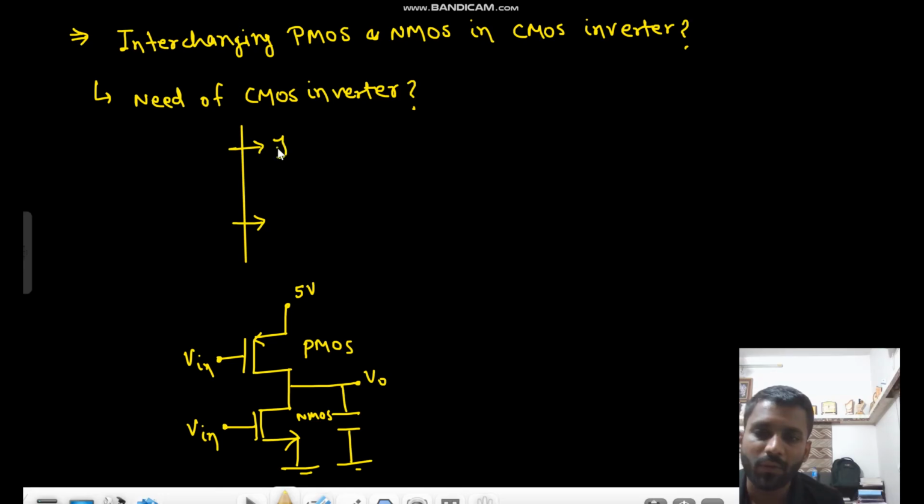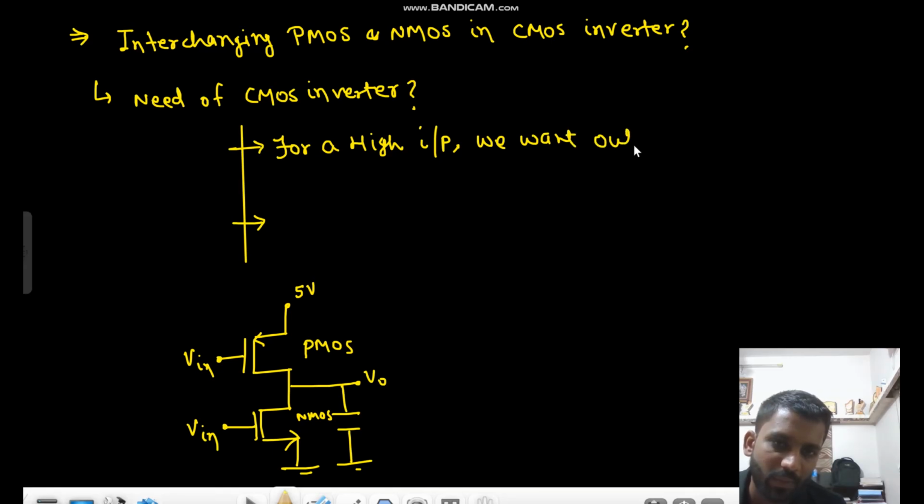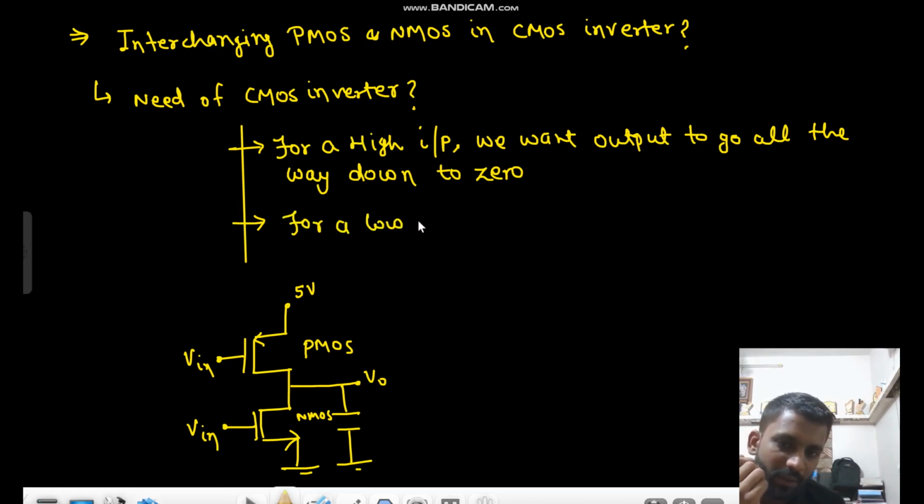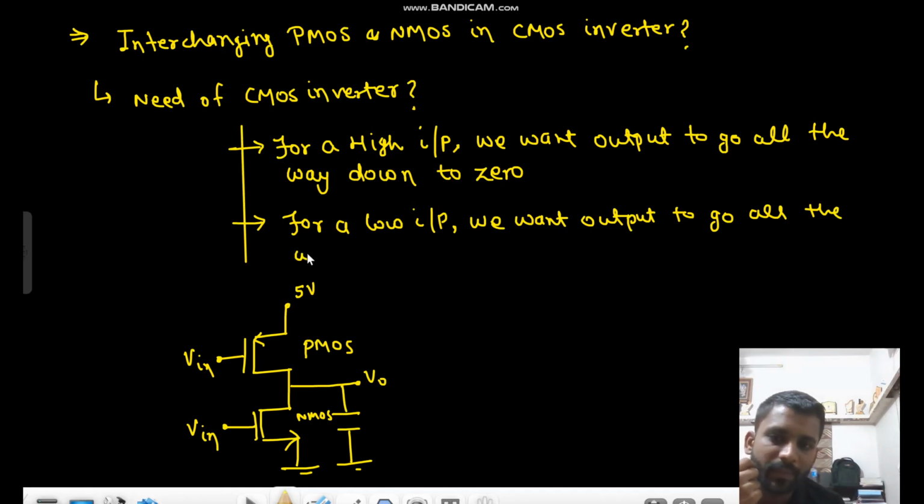So for a high input, we want the output to go all the way down to 0. High input means if we have applied 5 volt here... no, from 5 volt we can't start actually. If we have applied 0 volt here, let us assume a low input, then for a low input we want the output to go all the way up to 5 volt, right?